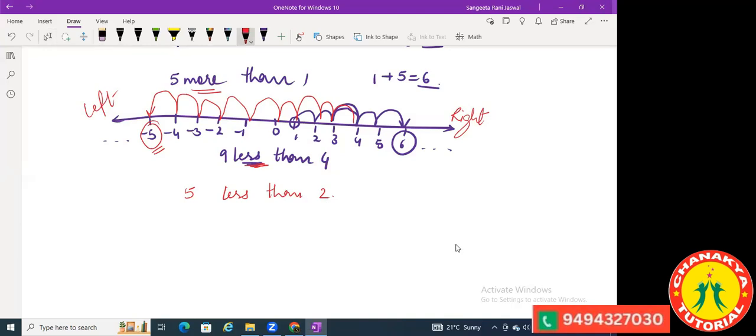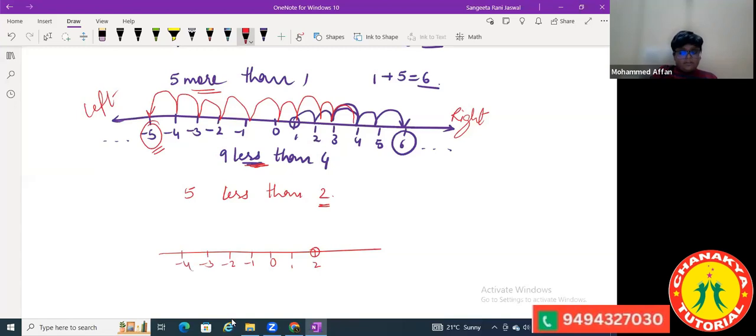See, Afan, it's written 5 less than 2. So first you will step on number 2, like this is the number line. I stepped on 2 first, okay? Afan, look here. I stepped on 2 first, and then I'll take 5 steps back. Let me mark some numbers here.